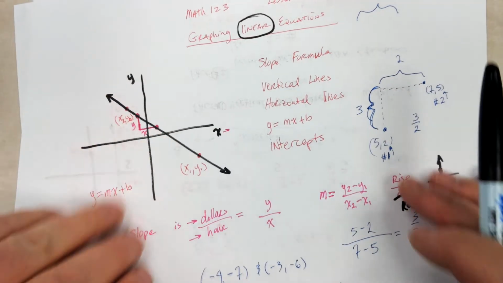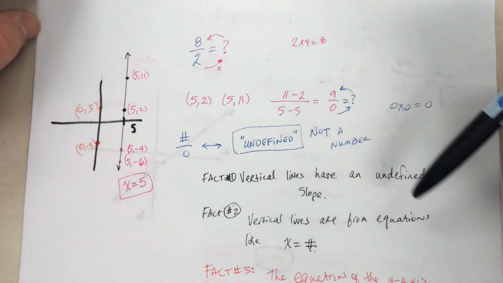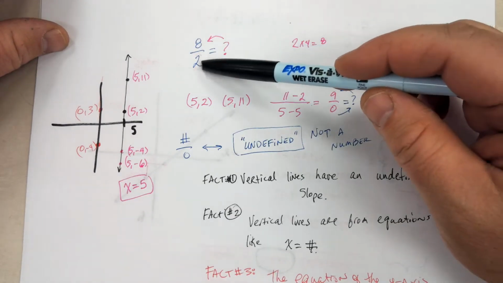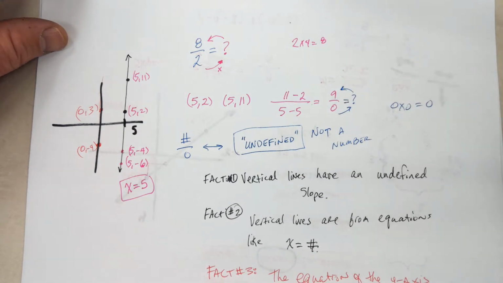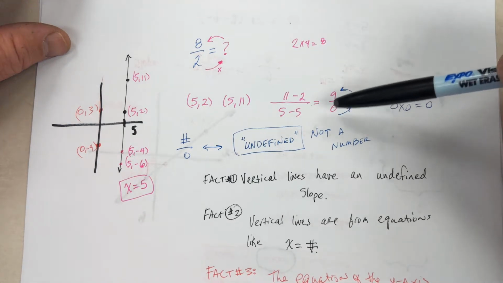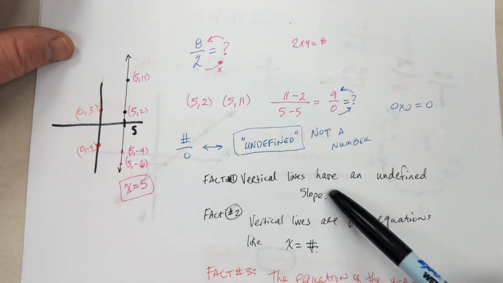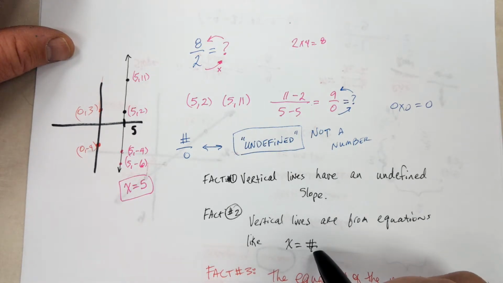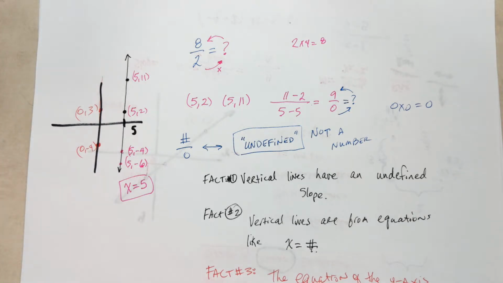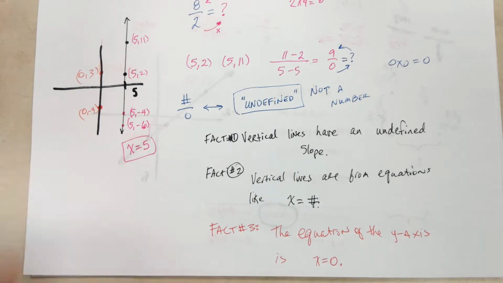Okay. And so that ties in to, well, sometimes when you have a ratio, you can't divide by 0 because it's not a number, because there's nothing times 0 that will equal the numerator. And so if you have a slope where it's a number divided by 0, that's called undefined. And it's a vertical line. And vertical lines have a special kind of equation where it's just x equals a number. There's no y. And the y-axis has an equation that's x equals 0. So we got all that so far.